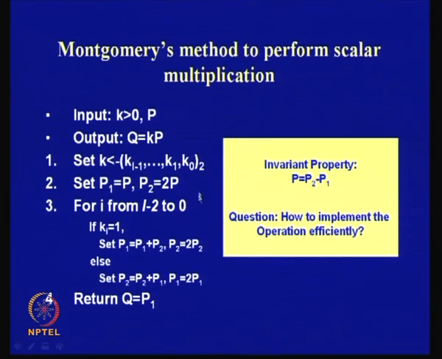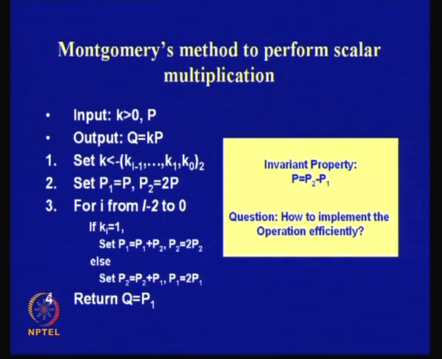Similarly, here p2 minus p1 is also p2 plus p1 minus 2p1, which is again p2 minus p1. So, therefore, p2 minus p1 is actually an invariant for this algorithm. You see that? Right. So, now you are doing this addition and doubling in this fashion, and therefore, the idea is that p1 finally stores the value of k into p.